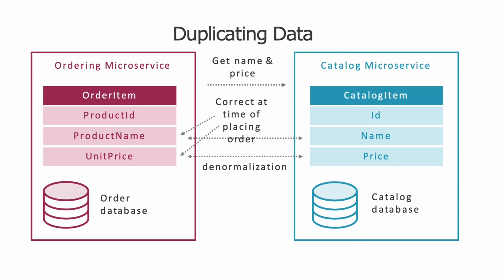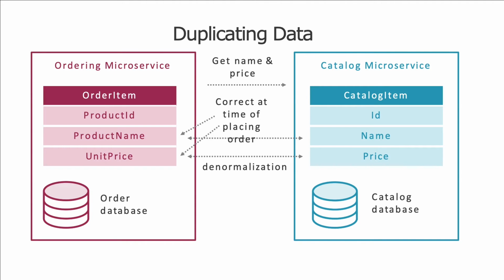Why is it interesting to do that? Because the price can go up and go down. Maybe I can just change the name, but what is very important on the order side is the price and the name at the time I place the order.